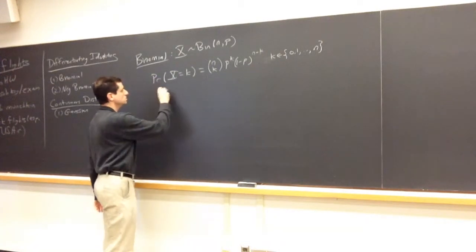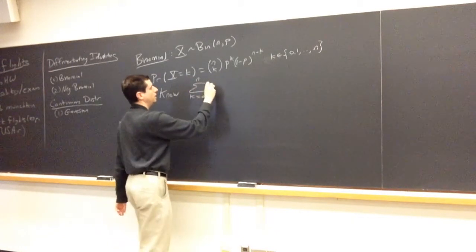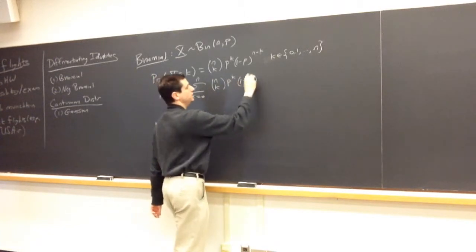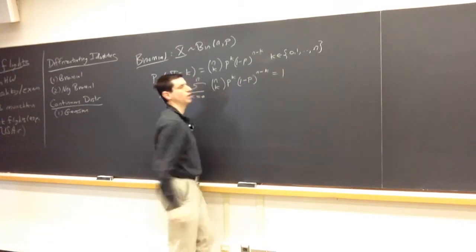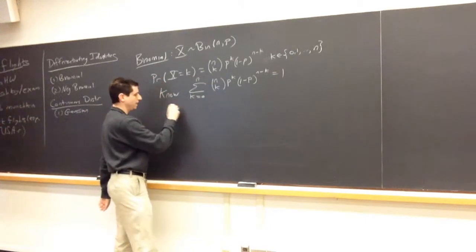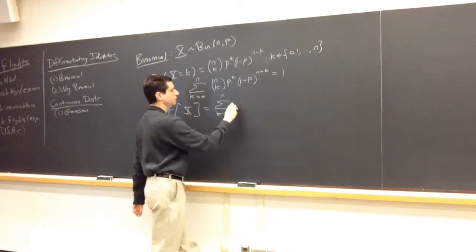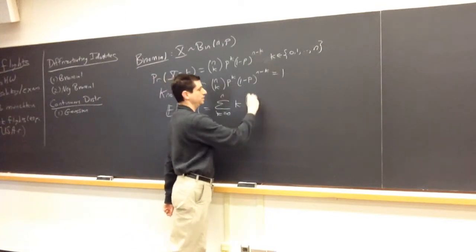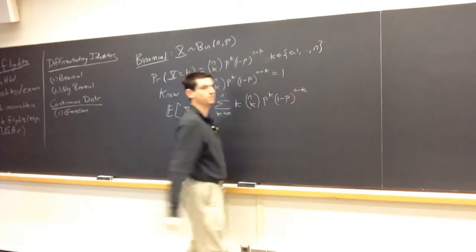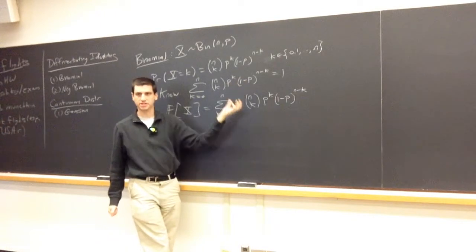So we know the sum, k goes from 0 to n, of n choose k, p to the k, (1 minus p) to the n minus k, equals 1. So we want to find the mean. The expected value, or the mean, is going to be the sum, k goes from 0 to n, of k times n choose k, p to the k, (1 minus p) to the n minus k. So somehow we want to use this expression to get to here.